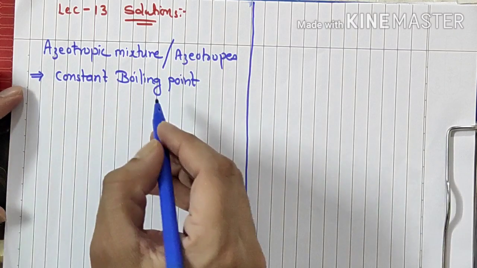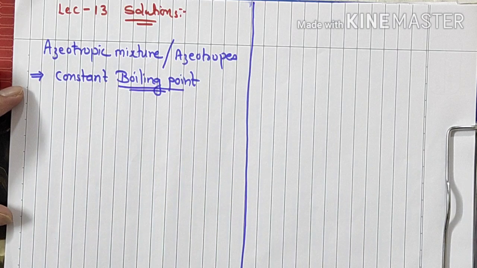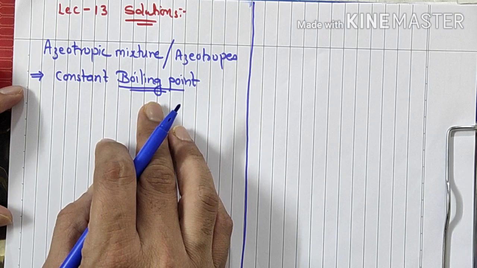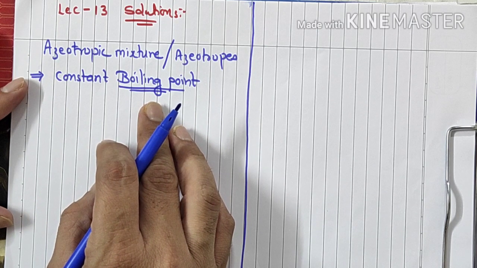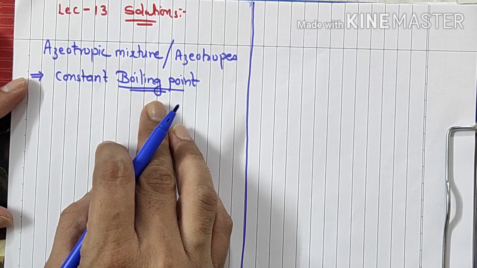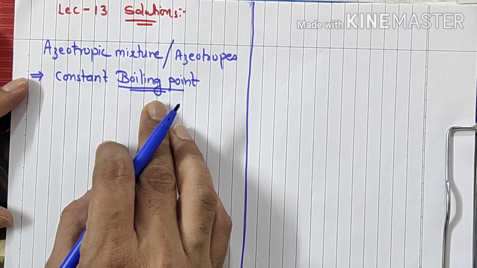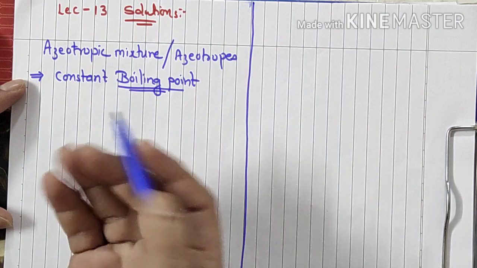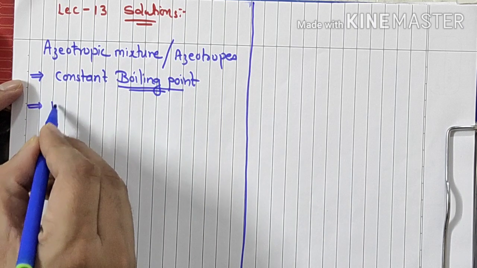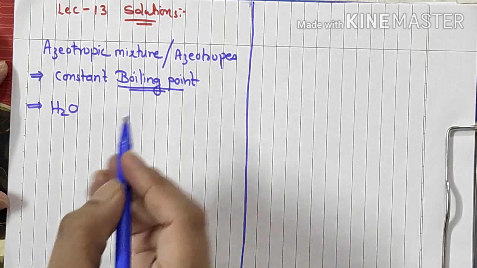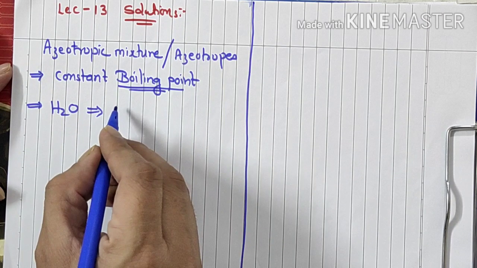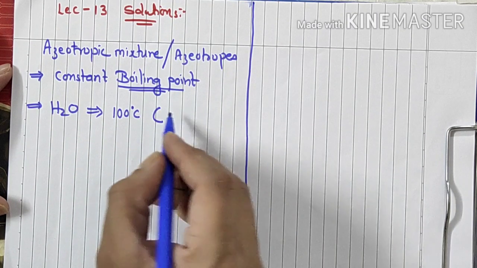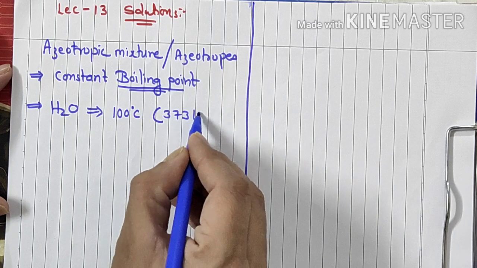Now student, what is boiling point? The exact definition is the temperature at which the vapor pressure of a liquid becomes equal to atmospheric pressure. But for the time being, we'll keep it aside. What is the boiling point of water? We all know it is 100 degrees Celsius. In Kelvin, it is 373 Kelvin, correct?